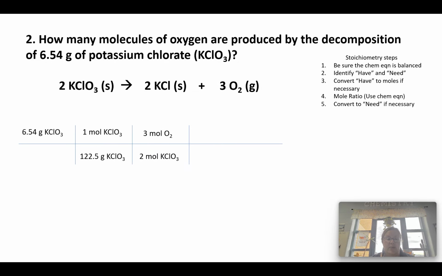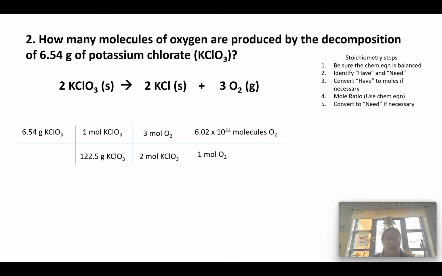Once I have my moles of oxygen, I realize that I can't stop there because my answer needs to be in molecules of oxygen. So to go from moles to molecules, I use Avogadro's number, 6.02 times 10 to the 23rd. So I need to put 1 mole on the bottom so I can cancel, and that allows me to put 6.02 times 10 to the 23rd molecules on the top.